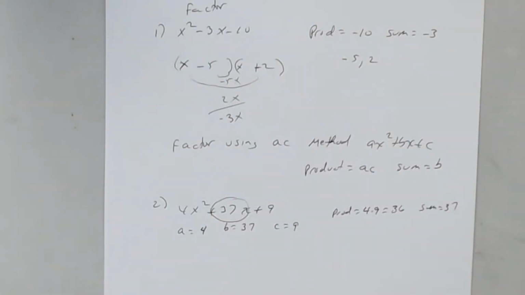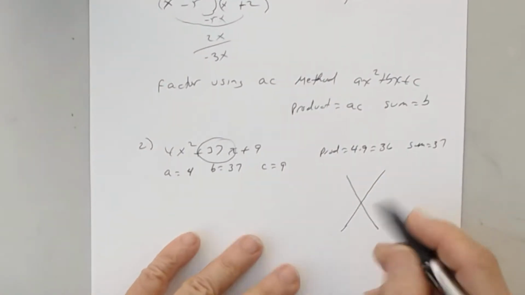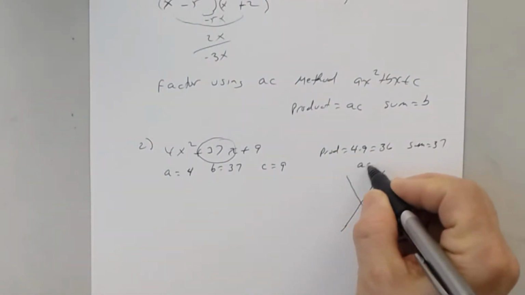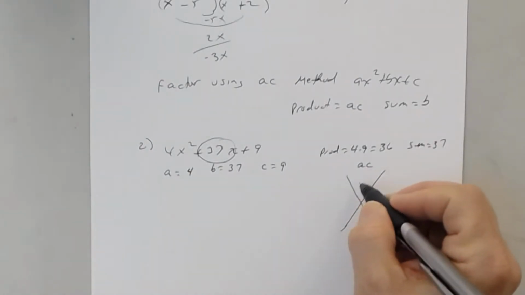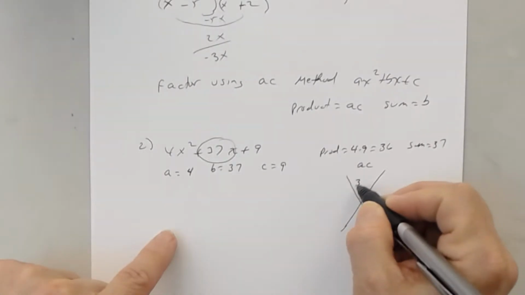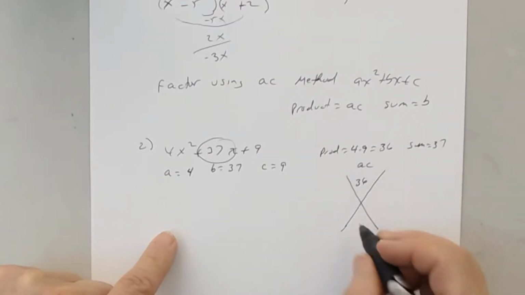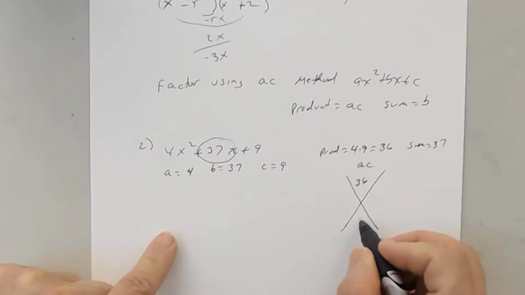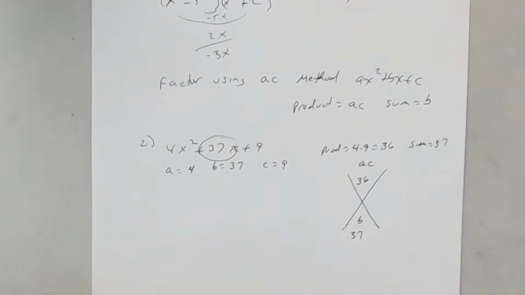All right, so listen carefully. So I'm going to use this little x. You don't have to. You can use whatever approach you want to, but the thinking needs to be this way. I want to find 2 numbers whose product is AC. A times C, product AC, which in this case is 36. 4 times 9, 36, right? So I'm going to put the product up here. I'm going to put the sum down here. And the sum is B. And what's B in this case? 37.